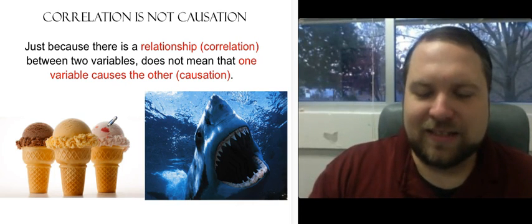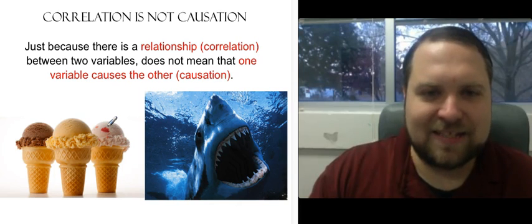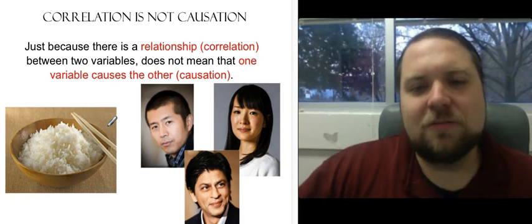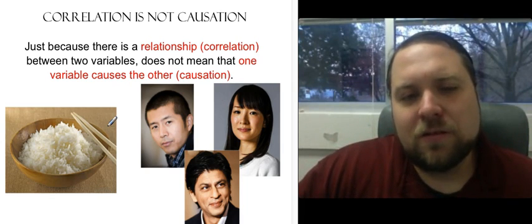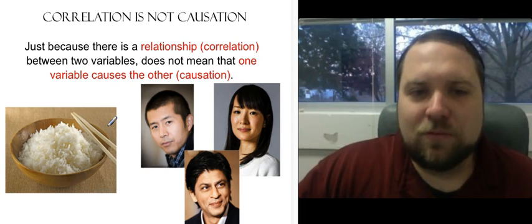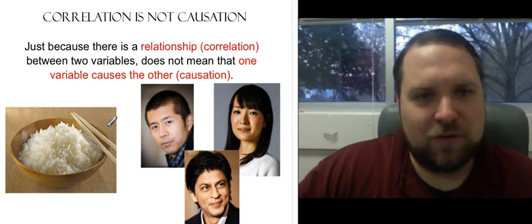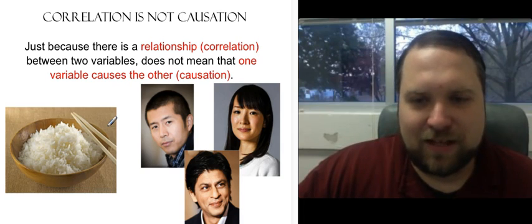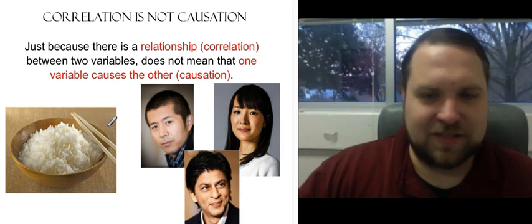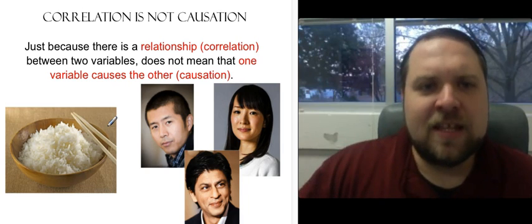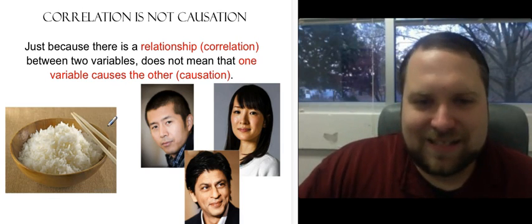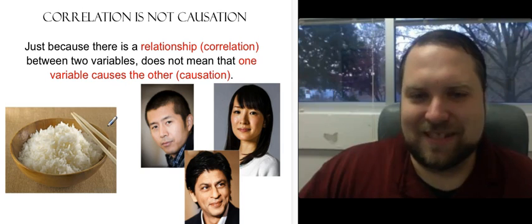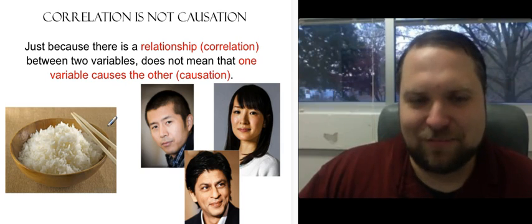Here's another one that lends itself a little more to reality, I guess. If you look at the part of the world where rice is a staple food, you'll see a lot of people with very beautiful jet black hair. And so if we were to draw a scatter plot of number of people with black hair versus amount of rice eaten in a certain amount of time, there would be a positive correlation. However, one does not cause the other. Having black hair does not cause you to eat rice. Eating rice does not cause you to have black hair.